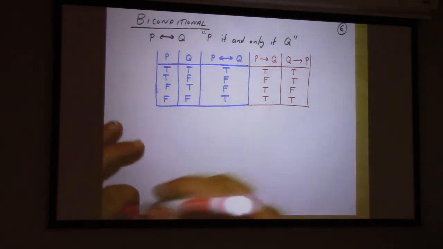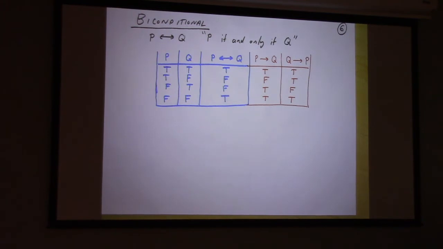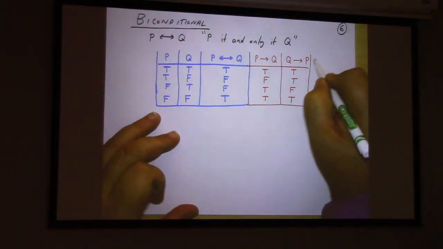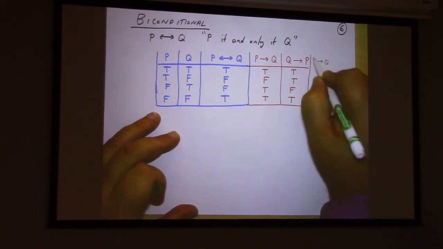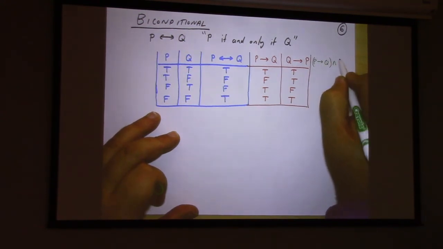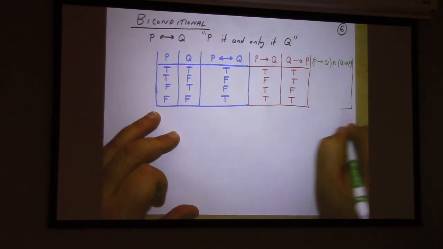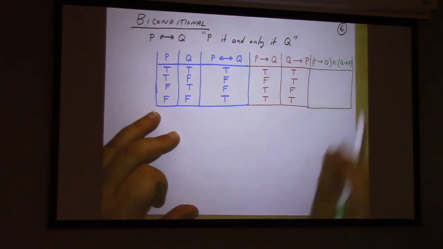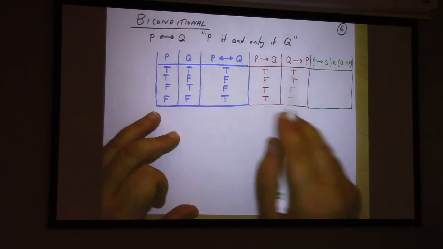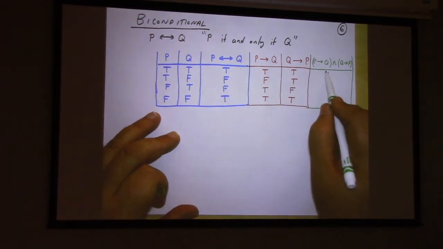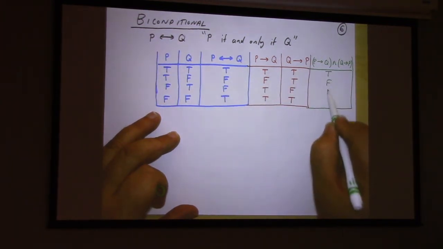So if we make a final column here, which I'm going to have to write a little bit smaller. Sorry, poor planning on my part. But if we do P implies Q, right, and Q implies P, for this final column here, what do we get? So, yeah, we get true, false, false, true.